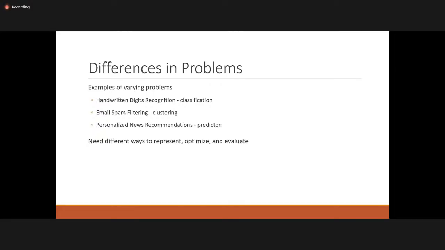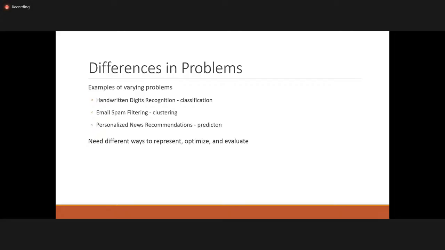So another problem is personalized news recommendations. A popular feature these days in news apps, for example Google News, is a personalized news feed that is modified to your own personal preferences. Based on your past activity on that app, the app will adjust what kind of news articles it shows you. This can be classified as a prediction type of problem.